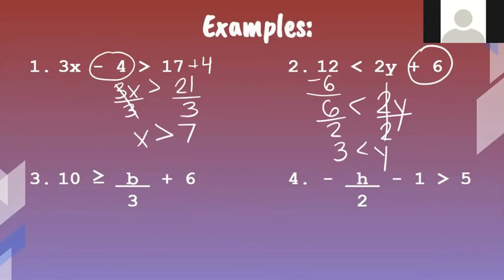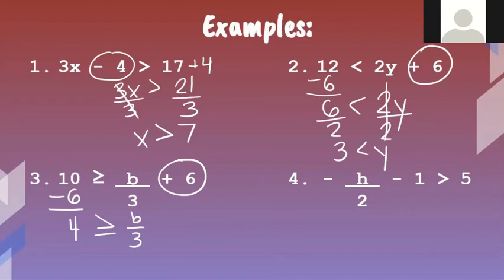Number 3, 10 is greater than or equal to b over 3 plus 6. So we're going to start with the +6, circle that part. When we move it to the other side, it's going to change to -6. 10 minus 6 equals 4. Bring down your inequality symbol and b over 3.